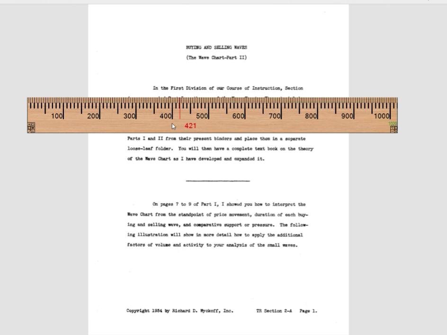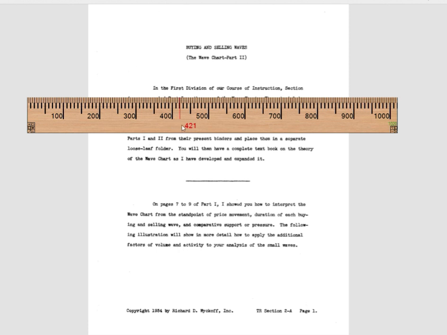And then the other reason is it teaches tape reading, because the wave chart is supposed to be combined with price, time, and volume, and another factor called activity, but that is very proprietary to the Wyckoff style. So price, time, and volume are the three major pieces, and now we're going to cover this.